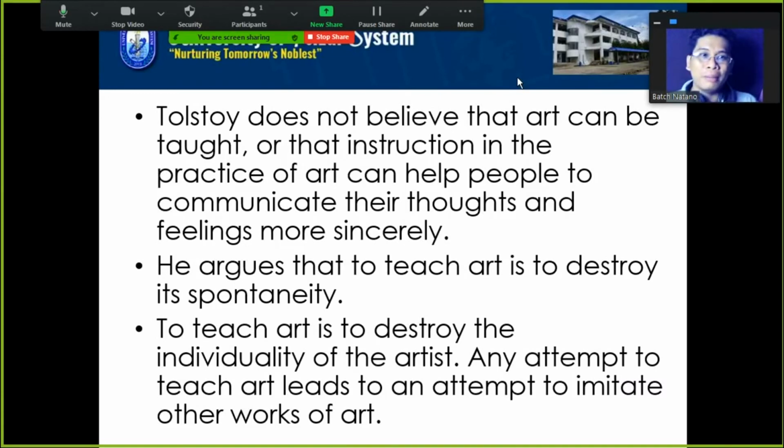Ito ay nasabi ko na. So yun, Tolstoy does not believe that art can be taught or that instruction in the practice of art can help people to communicate their thoughts and feelings more sincerely. Siguro pwedeng ang gawin is to give inspiration to the artist. Hindi mo i-insist kung ano yung gusto mo.